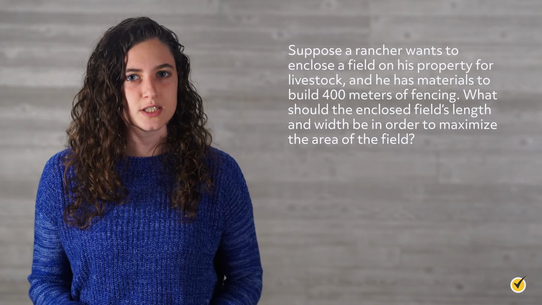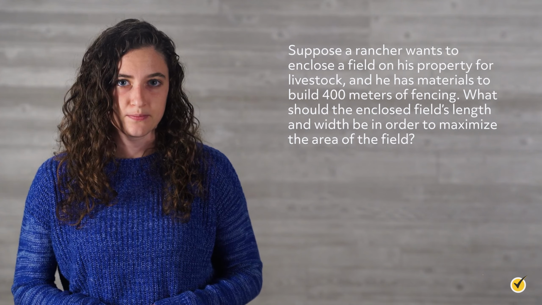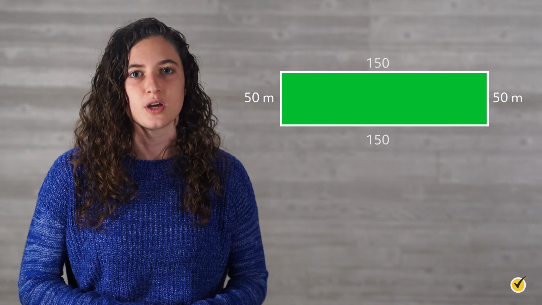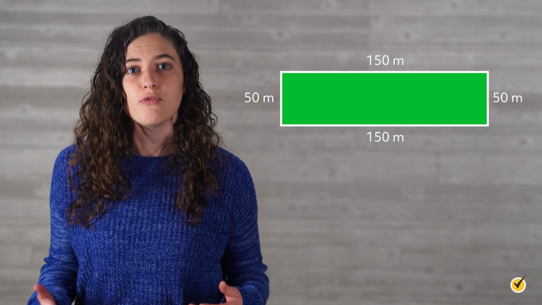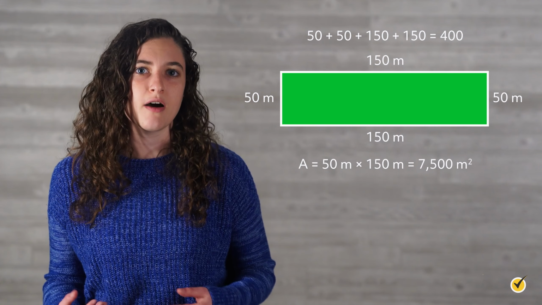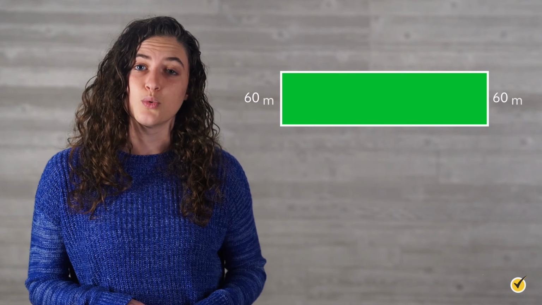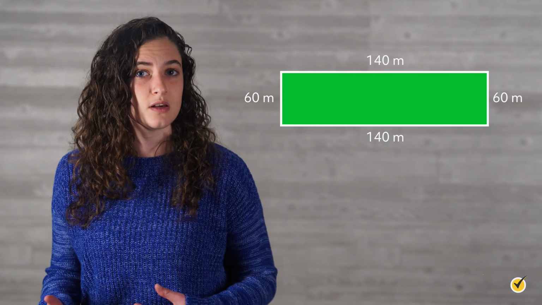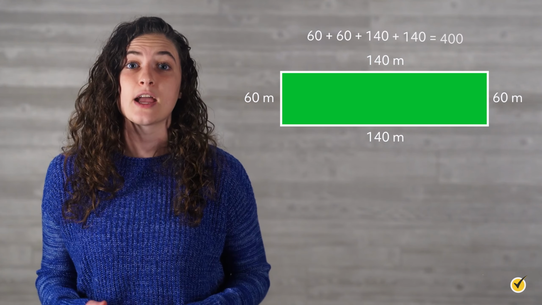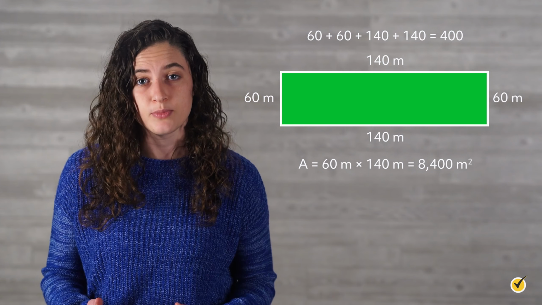perimeter. Let's take a look at some dimension samples and their areas to get a feel for how the length and width relate to change in area. One way the rancher could build the fence is with a width of 50 meters and a length of 150 meters. This would use up all 400 meters of fencing. With this setup, the rancher's field would have an area of 50 times 150, which equals 7,500 square meters. However, if the rancher chooses to increase the width to 60 meters and therefore decrease the length to 140 meters, the area of the field would then be 8,400 square meters, which is a sizable improvement.